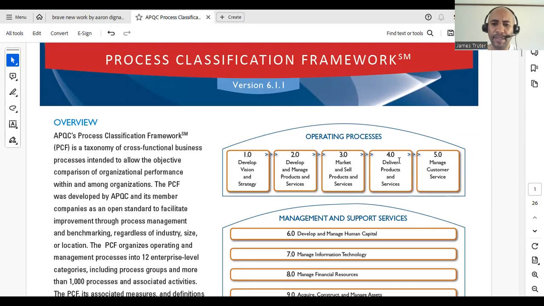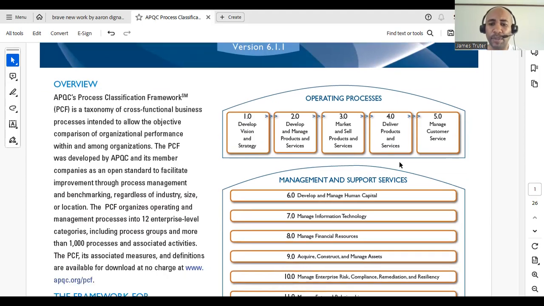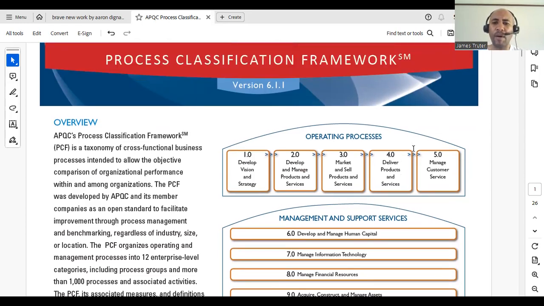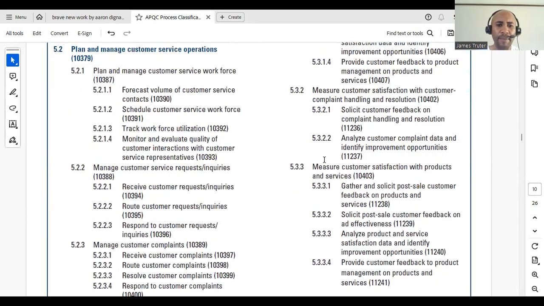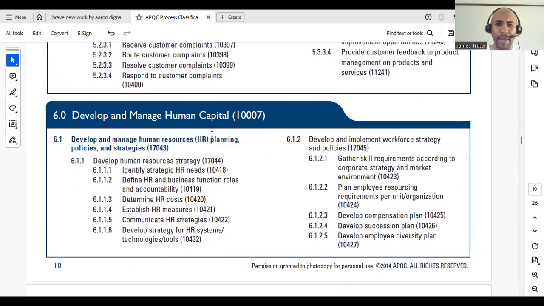So now your client has asked you to decompose and start documenting and start improving those human capital processes. So you see on the cover of the APQC, you'll see that human capital is seen as a management and support service. So 6.0, develop and manage human capital. You will then scroll to it. I know that it's on page 10. Then you will be able to see, so here we go, develop and manage human capital.